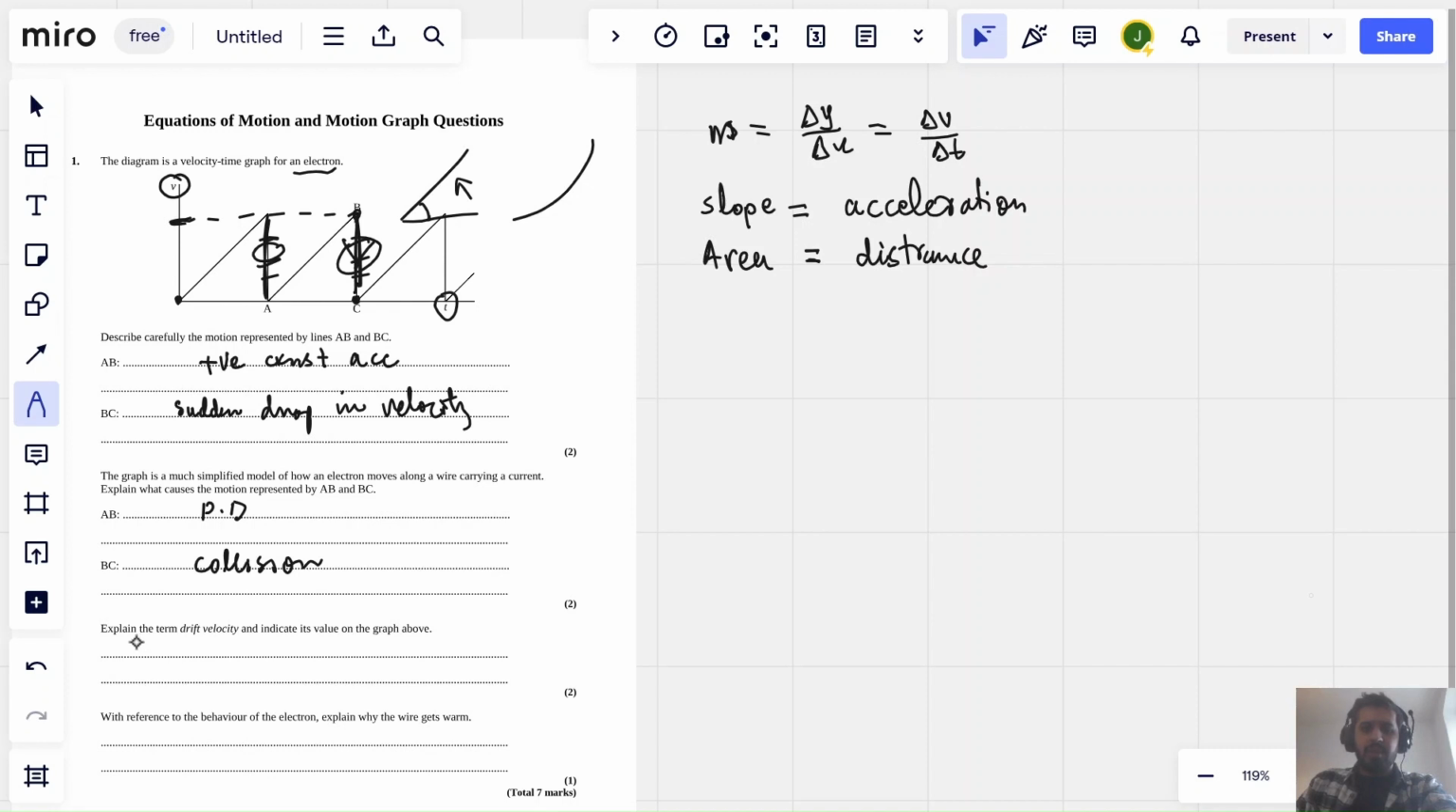The next question is, explain the term drift velocity and indicate its value on the graph. Now, drift velocity, we will talk about it in electricity and circuits. So I will explain it in detail in that section. We'll skip it right now.